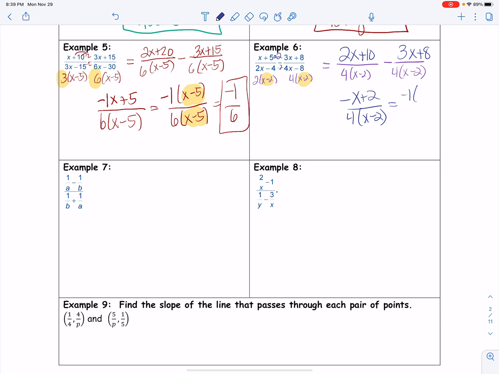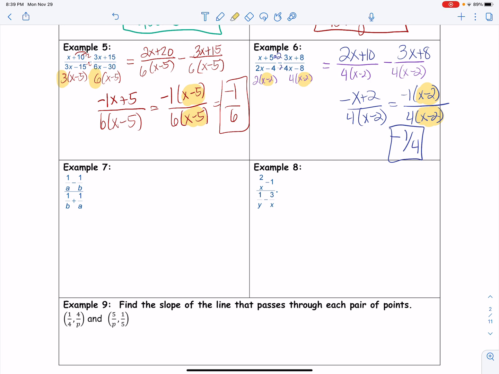If I take a -1 out of the top, and some of you might see this without taking out a -1, I would make these two parentheses exactly the same. So those would cancel and my answer is -1/4. So it's really simple, similar to the one that we did. Okay, so now on example 7, there's quite a few of these. They love these on the ACT.